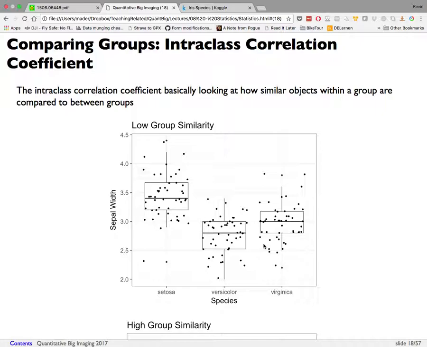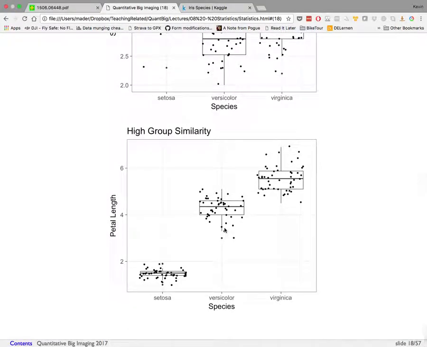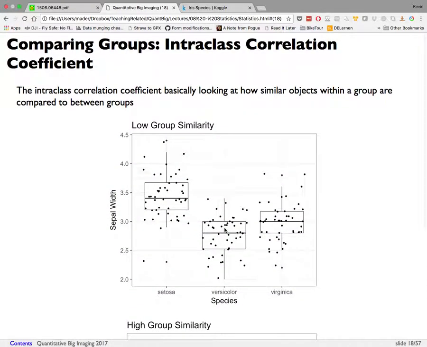Yeah. And so when we see these, there's a lot of overlap between them. What that means is that the variation within a group is larger than the variation between groups, or is on the same order. And that means that they are similar, or they have low group similarity. And when the variation within a group is smaller than the variation between groups, we say that it's a high group similarity.